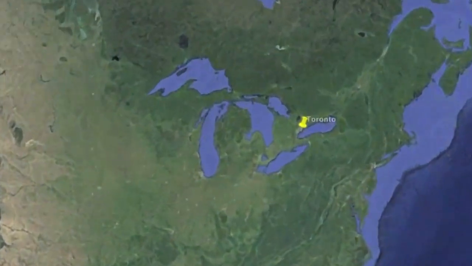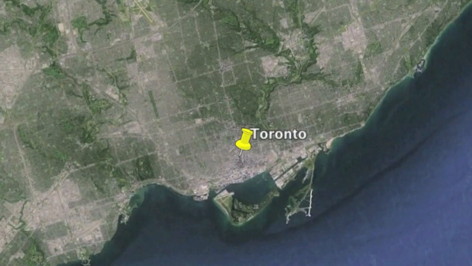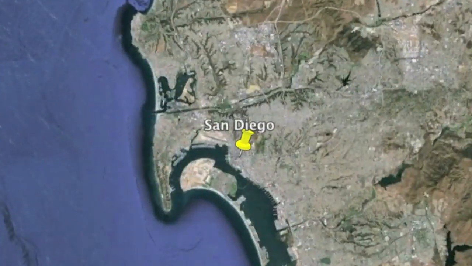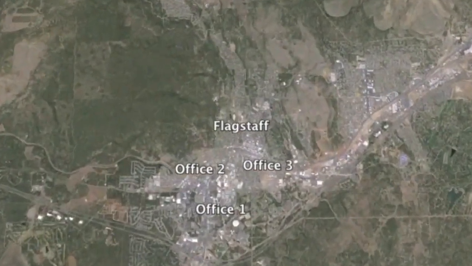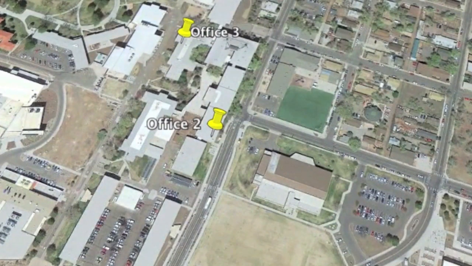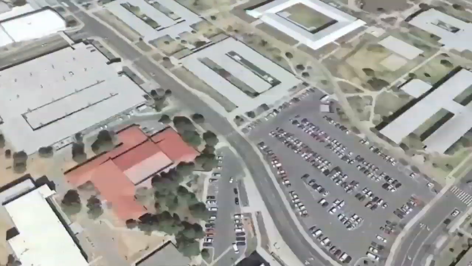We achieved this by looking at 3 different cities with 3 different climates. So we looked at San Diego, Flagstaff, and Toronto. In each of the 3 cities, to explore the effect of occupancy, we looked at 3 different offices. And so we would pick 3 offices that had similar features in one specific city.